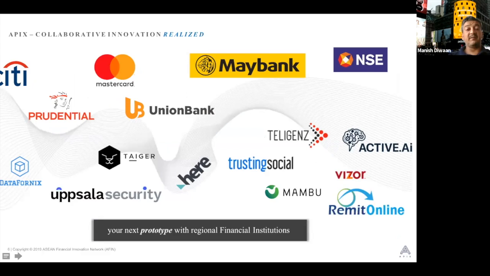These are some of the use cases and problem statements that were presented by these banks and financial institutions, which were responded to by these fintechs that you see: Dataphonics, Opusala, Tiger, Trusting Social, Mambu, Remit Online, Wiser, Active AI, and so on, all put together in the APIX sandbox for these banks and financial institutions. Just some of the examples.